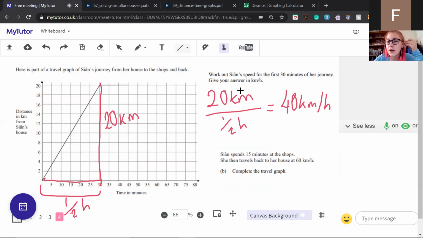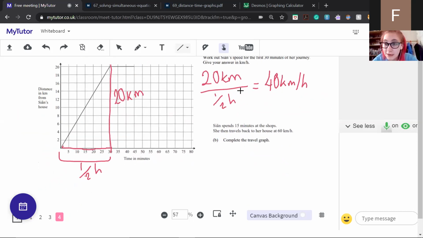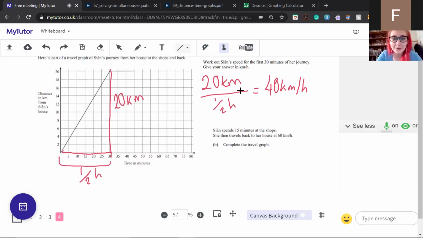So we've got to think about a couple of things. First of all, she travels back to her house. So how far does she travel? Well, she's gone 20 kilometers to get from her house to the shops. So it's going to take her 20 kilometers to get back. You always assume that it's the same route, unless stated otherwise. She hasn't taken a shortcut or anything like that. So let's think about the time, because that will tell us everything we need to know.